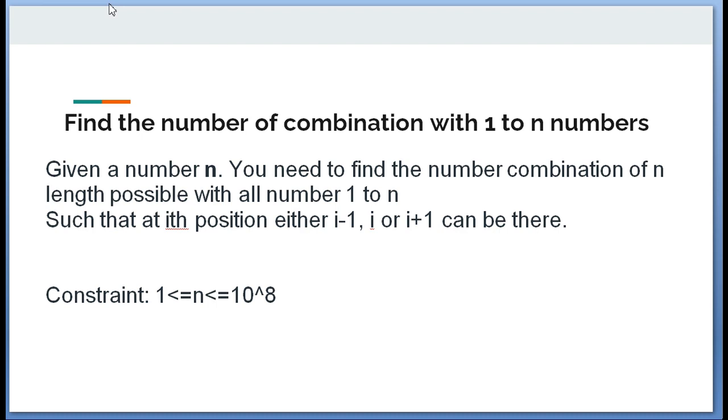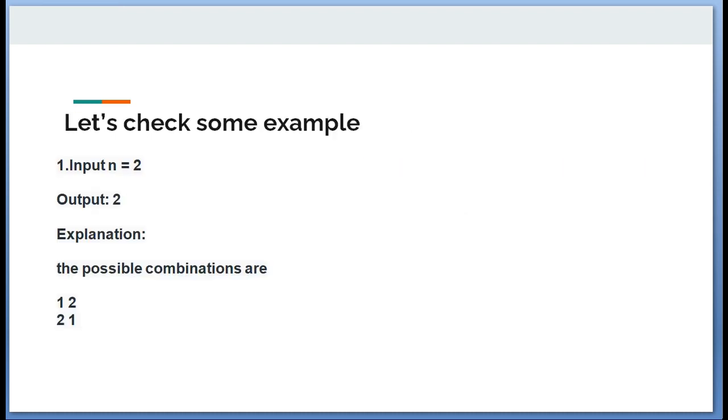Suppose we need to put a value at the second position. We can put 1, 2 or 3. We can't put 4 or 5. So let's check out some examples. First example, when the value of n is 2. We have 1 and 2, and we need to prepare combinations with 1 and 2. There are two possible combinations, that is 1 2 and 2 1.